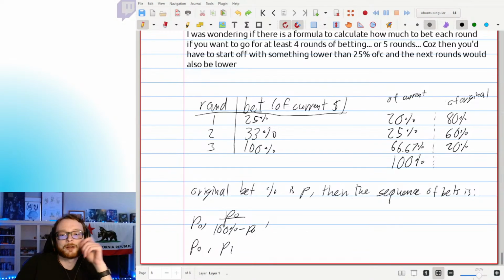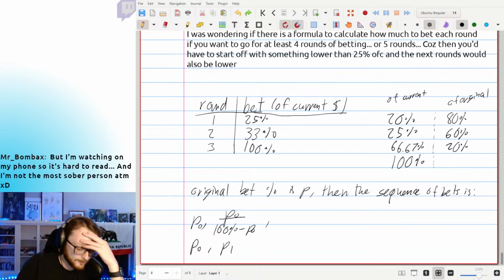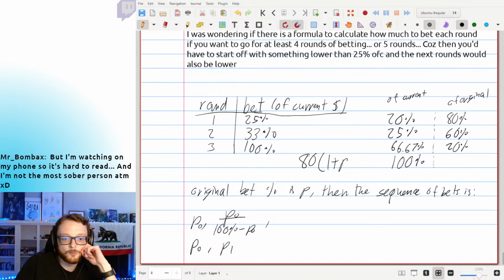Okay, we're trying to figure out 80%. Eighty times one plus what equals 100. That's what we're trying to figure out.